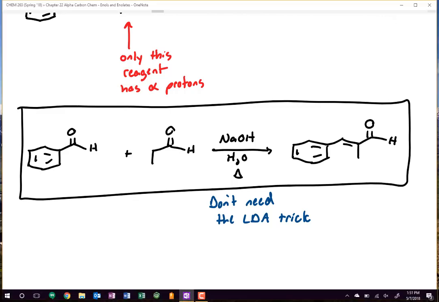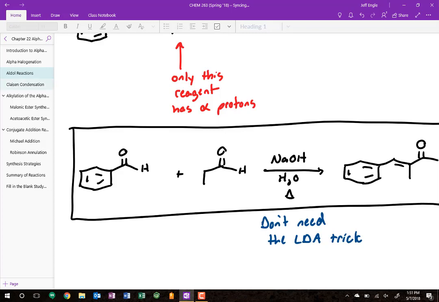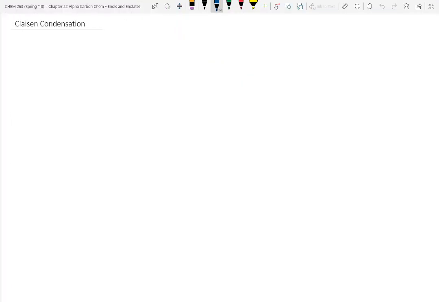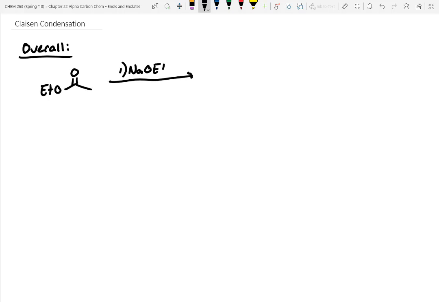Very, very similar reactivity. This is called a Claisen condensation. And it's basically the analogous reaction with esters. So let's take a look at this. And I like this reaction a lot because it's very intuitive with the mechanism. So for example, I've got an ethyl ester here. And in the first step, you treat it with a strong alkoxide base.